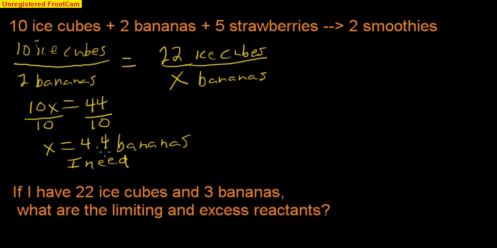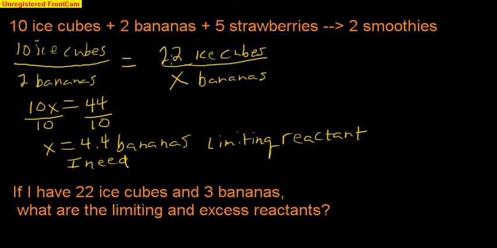Well, the next thing I have to do is look down here to see how many bananas I actually have. I've calculated I need 4.4 bananas, but I only have 3 bananas. So I need more than I actually have. So I know that bananas in this particular example is going to be the limiting ingredient, or limiting reactant. Because if I look at this, I started out with 22 ice cubes.